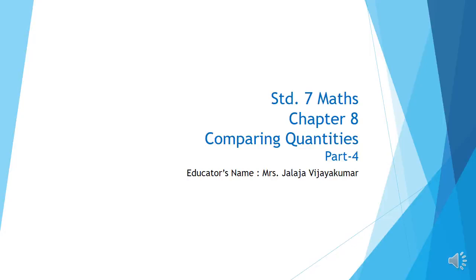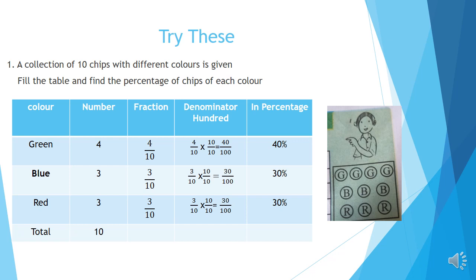Hello children, let us continue chapter number 8, comparing quantities. Today we are learning about comparison of fractions, decimals and percentages. Okay children? Here we may do one question from try this question, and this question you can do in your textbook.